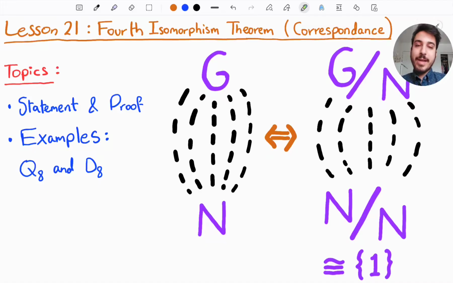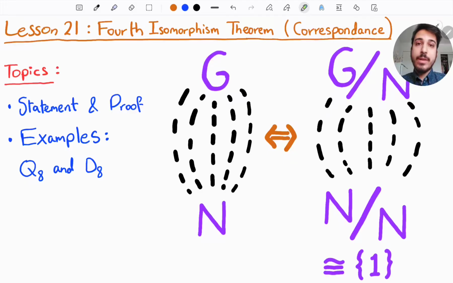Ladies and gentlemen, welcome back to lesson 21 in group theory. In this lesson, we're going to be talking about the fourth and last isomorphism theorem, also known as the theorem of correspondence. This theorem describes the relation between the subgroups of G that contain N and the subgroups of the quotient group of G by N.